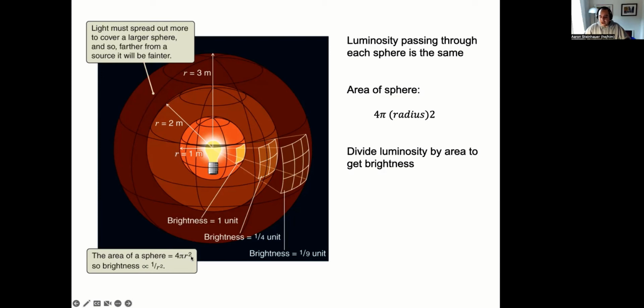So the area of a sphere goes as 4 pi r squared. So the brightness must be proportional to 1 over r squared. You increase the distance by a factor of 2, you decrease the brightness, the apparent brightness, by a factor of 4.